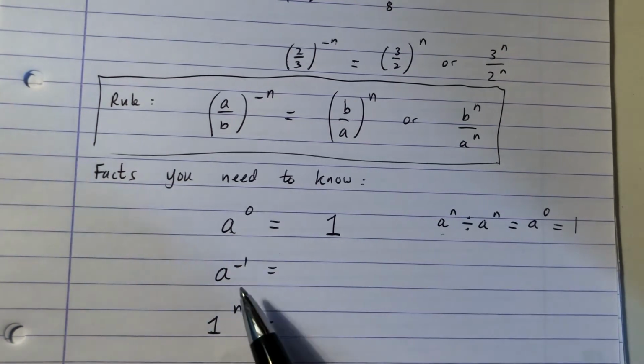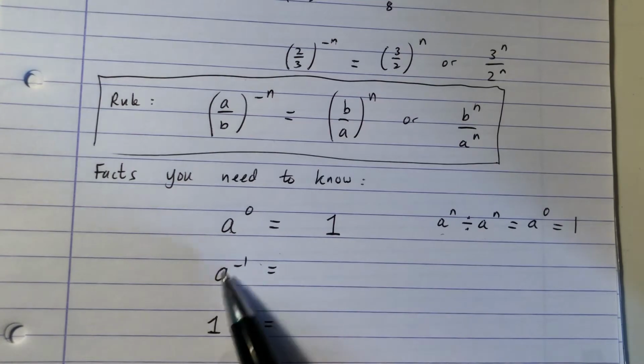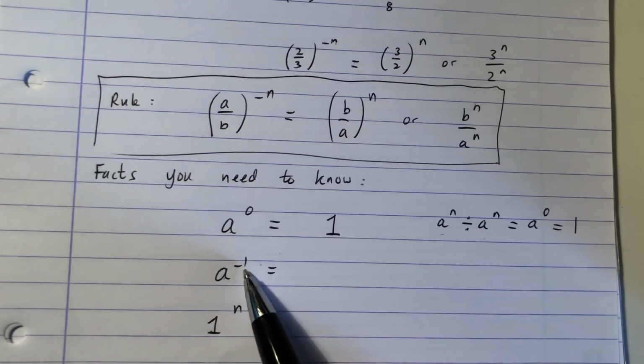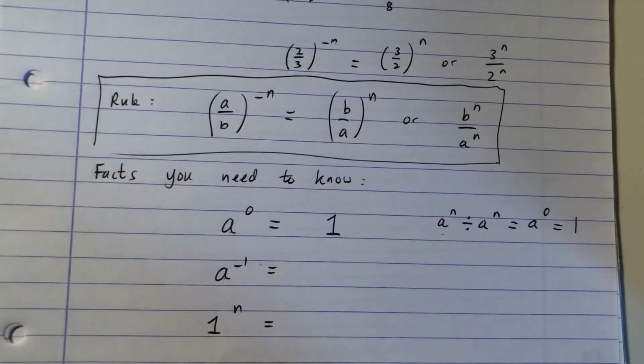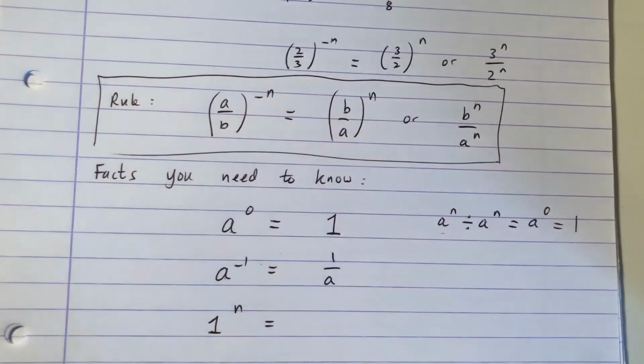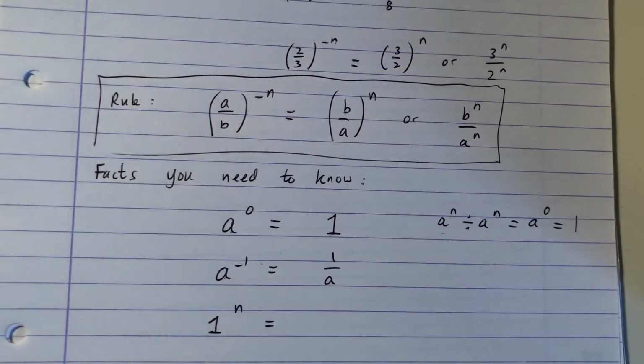Very similar to the ones above, just a specific case. If you've got something to the power of -1, you need to be very quick at just writing that as 1 over a, or 1 over a to the power of 1, which is still 1 over a. And the last fact you need to know pretty quickly is 1 to the power of something. Now 1 to the power of anything is 1.